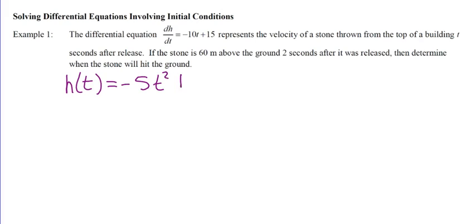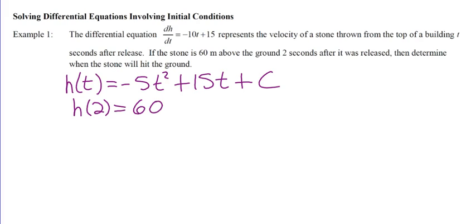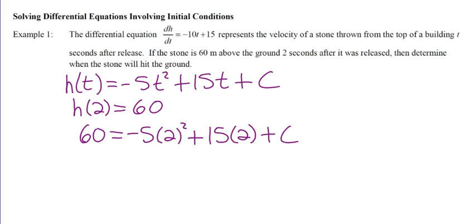Negative 5t squared plus c. But wait, we have some information, right? We know the stone is 60 meters above the ground 2 seconds after it was released. So this is an expression for height. So we know that h of 2 is equal to 60. So we take that and we'll say that 60 is equal to negative 5 times 2 squared plus 15 times 2 plus c.